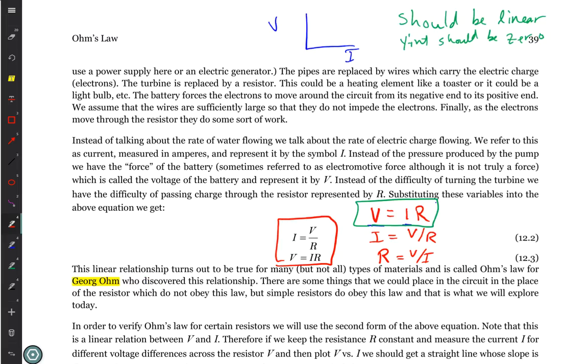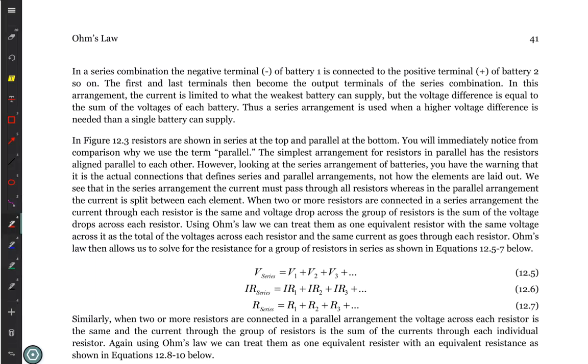hence the voltage is smaller. Now let's work out the equations for how resistors add in series and parallel.